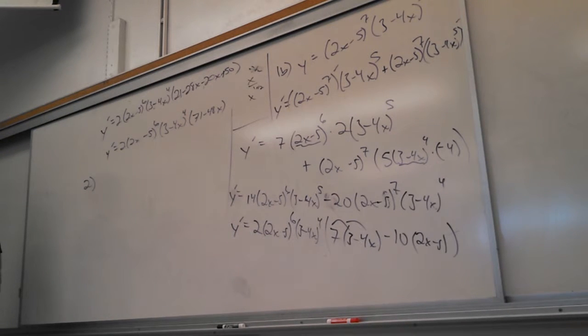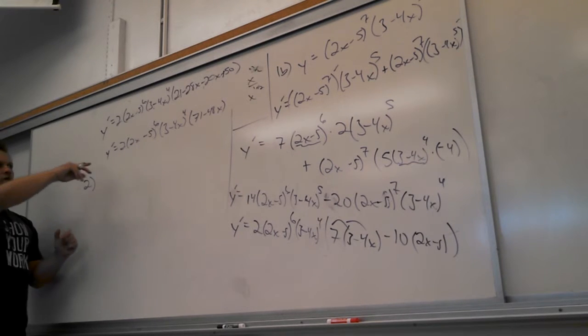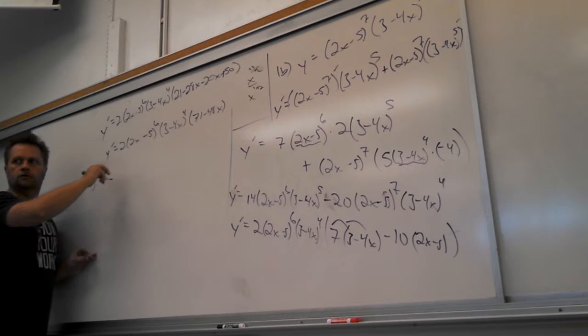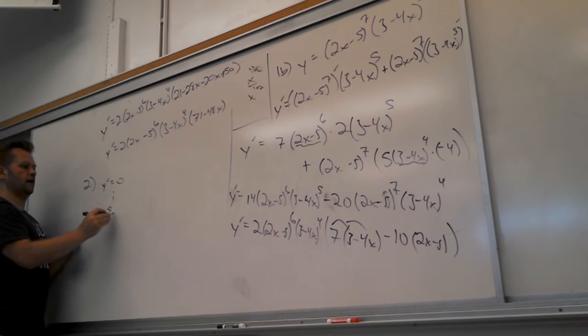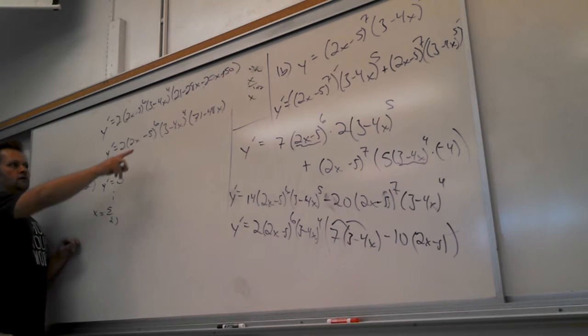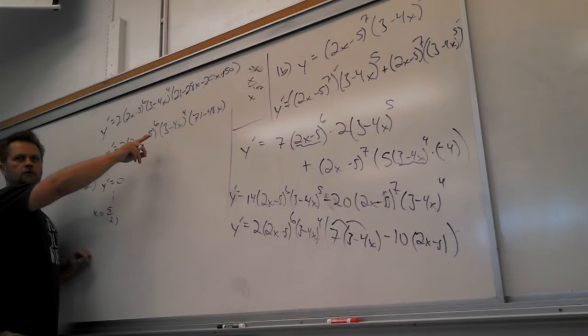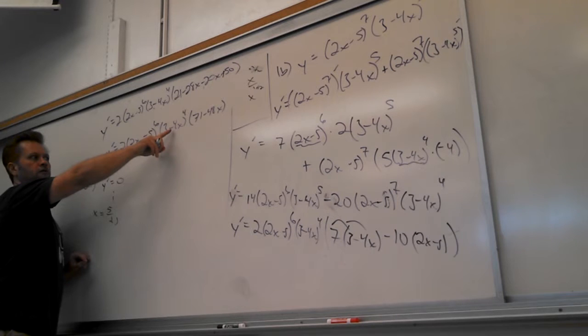Oh, sorry. Did I make a mistake? So would it be 5 halves? All right. So then what do I do with this for number 2? Set equal to 0. So where is it going to equal 0? 5 halves. 4 thirds.